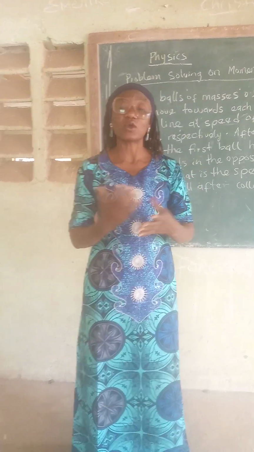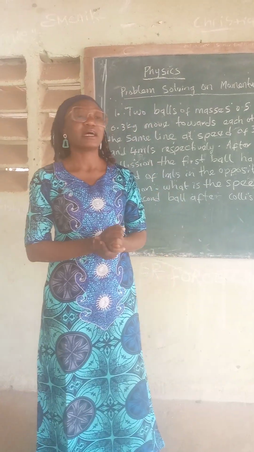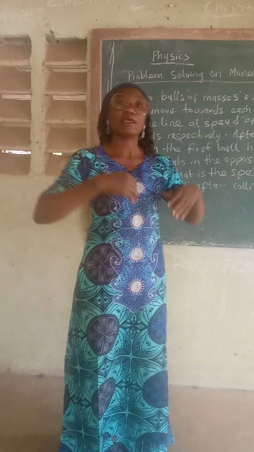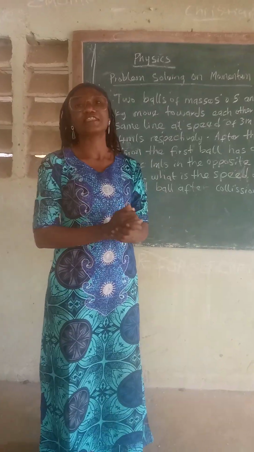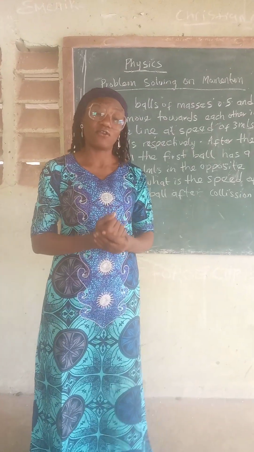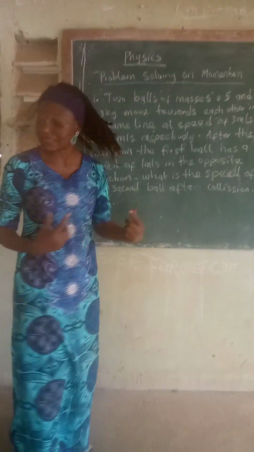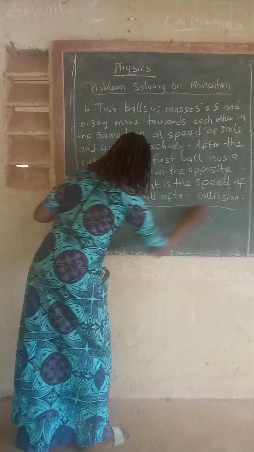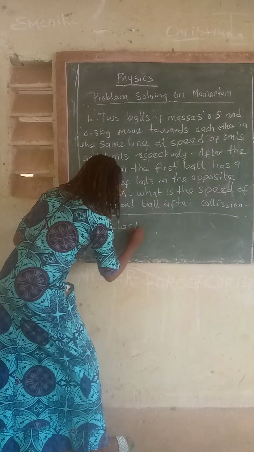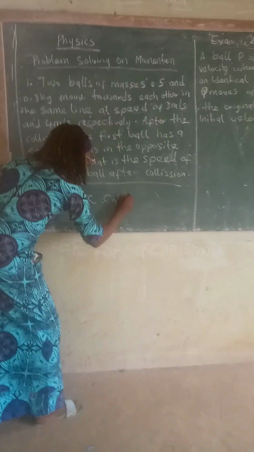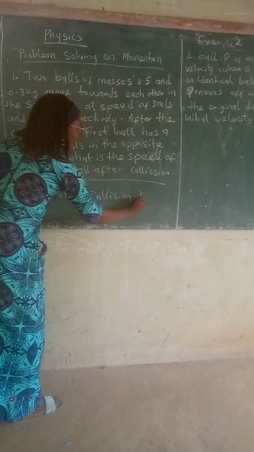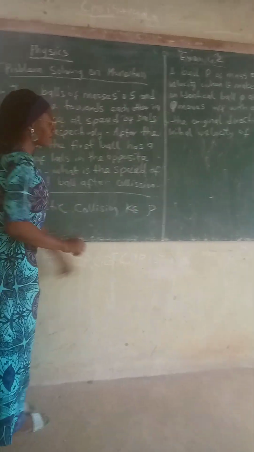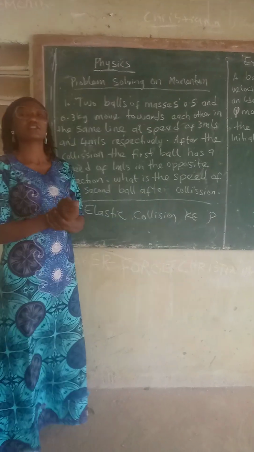Now elastic collision is simply the collision of two bodies in which they move at different velocities. In this kind of collision, the elastic collision, the KE is conserved, the momentum is conserved.